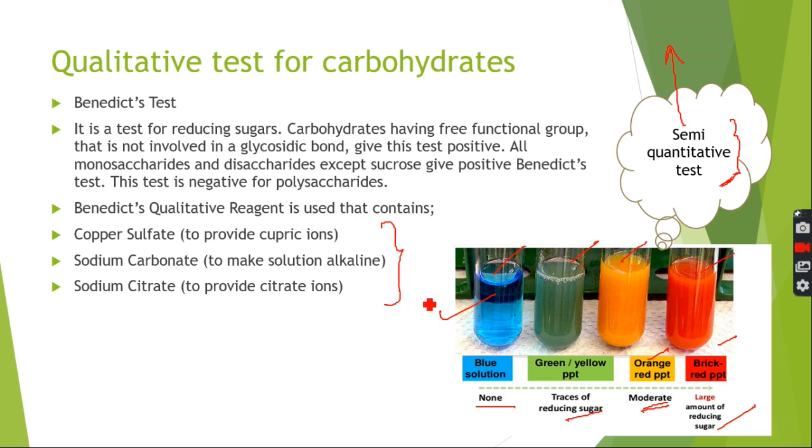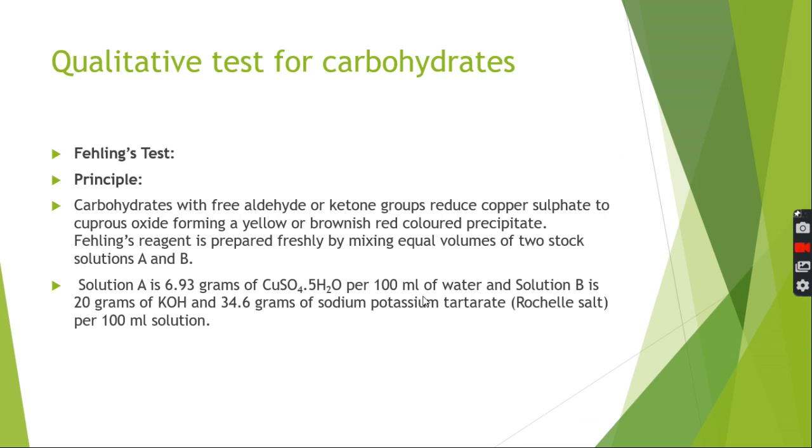You can see the components of the reagent which are involved in the Benedict's test. Okay, so it is made up of copper sulfate, that's why blue in color, and sodium citrate and sodium carbonate to make it more alkaline, sodium citrate to provide citrate ions and make the solution a little more stable.